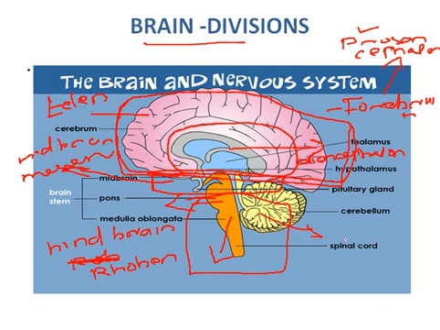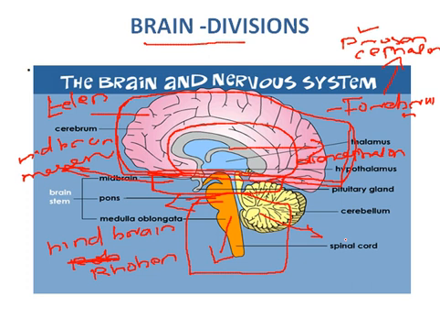So I repeat, there are three divisions: forebrain, then midbrain and hindbrain. The other names are prosencephalon for forebrain, mesencephalon for midbrain, and rhombencephalon for hindbrain. The forebrain itself is divided again into two: telencephalon and diencephalon. Telencephalon includes the outer area and diencephalon is the inner area. In the inner area you can see hypothalamus, pituitary gland, pineal gland, etc.